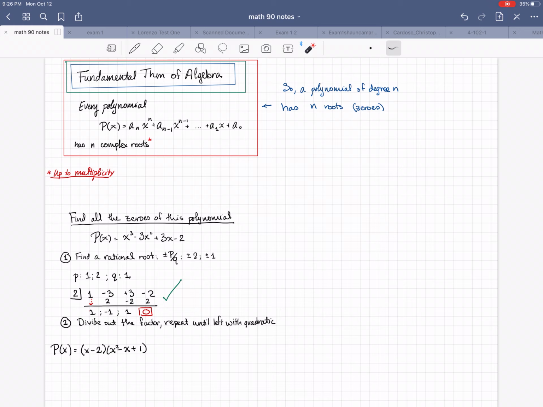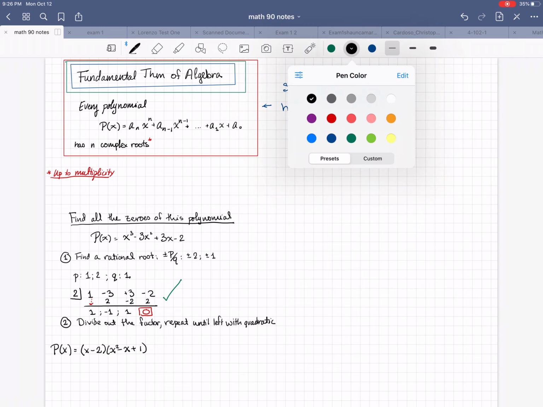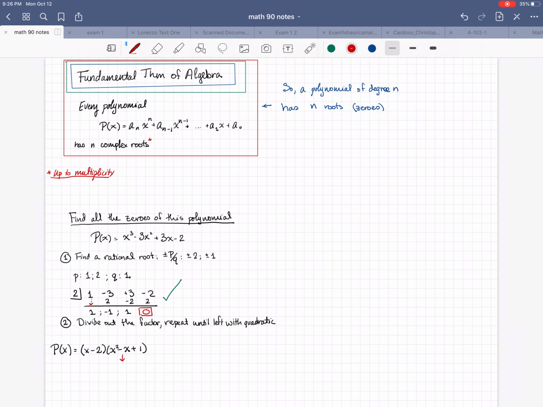Now, x squared minus x plus 1 doesn't factor, but not only does it not factor, when we use the quadratic formula, we'll actually see that it has 2 non-real roots. Okay, so we're going to use the quadratic formula here. And this will give us another opportunity to get comfortable with the imaginary number idea.